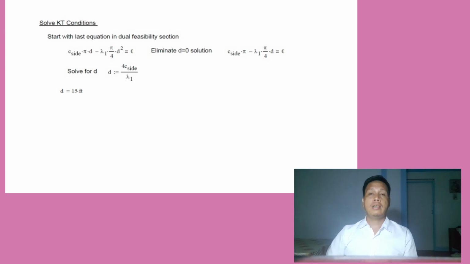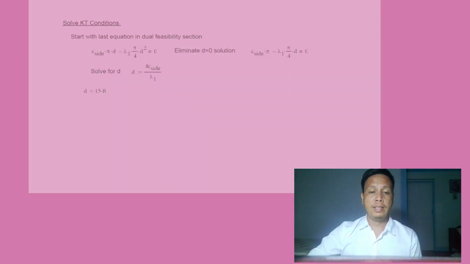So we have to solve the Kuhn-Tucker conditions. Start with the last equation in the dual feasibility section: cost of side times pi times diameter minus lambda 1 times pi d squared over 4 equal to 0. So we eliminate d equal to 0. The solution: cost of side times pi minus lambda 1 times pi over 4 d equal to 0. Solving for d, d is 4 times cost of side over lambda 1. So d is 15 feet.